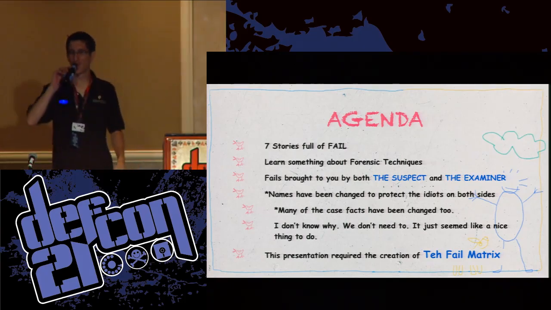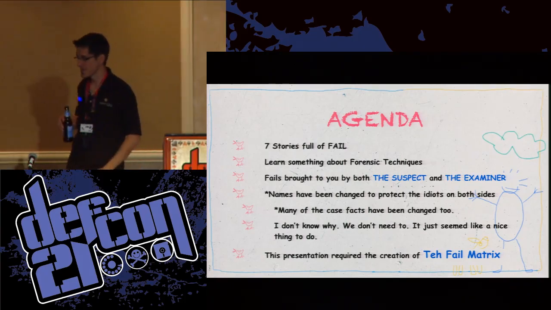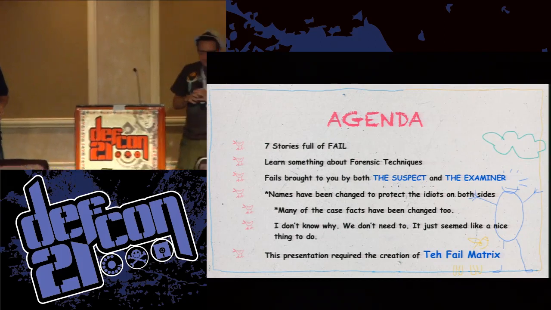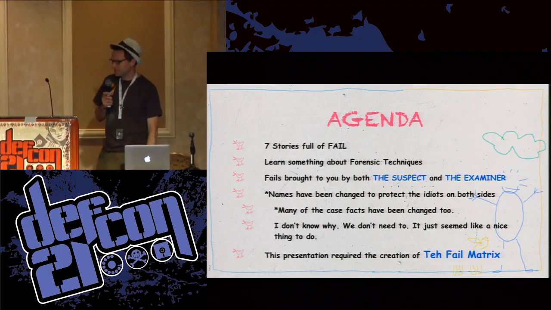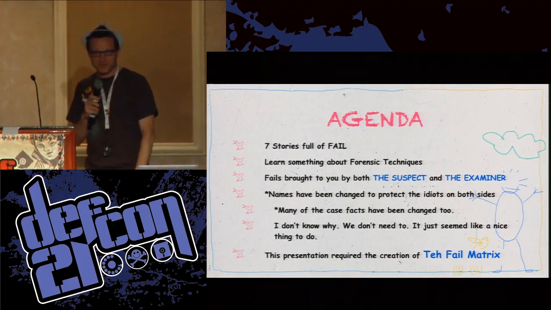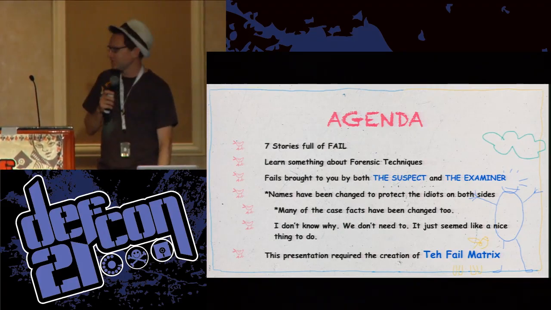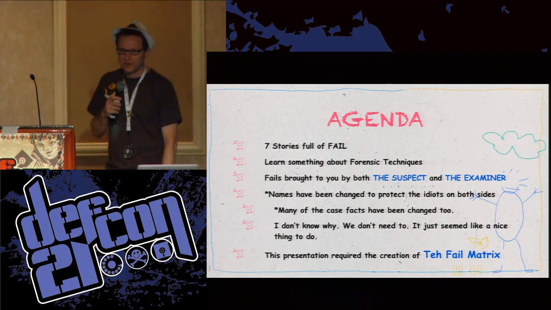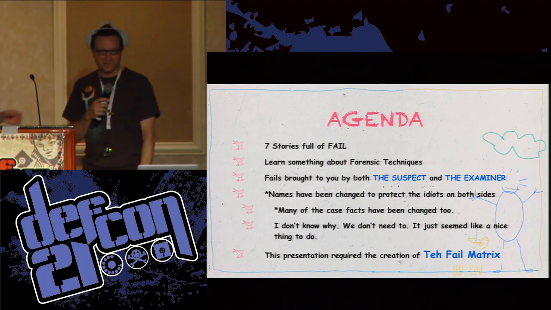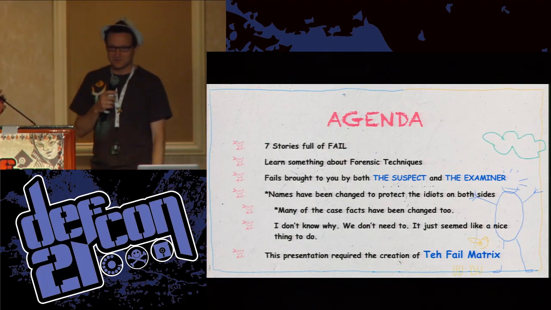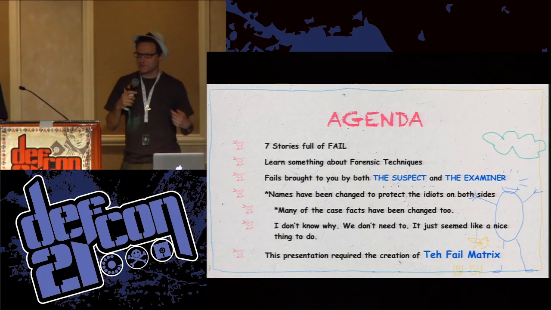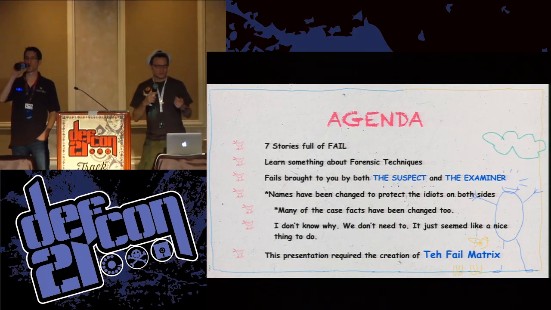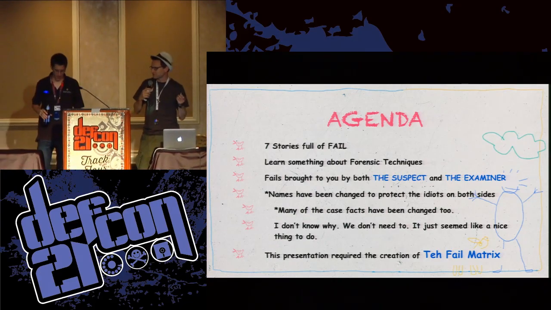All right, so our agenda today, we have 7 amazing stories full of fail. We're going to learn something about forensic techniques, because that's what we do. And the fails today are brought to you by both the suspect and the examiner. And we'll get into that in a little bit. The names have been changed to protect the idiots on both sides. We've actually changed some of the facts to protect the idiots, and it seemed like a good thing to do, basically. But because fail was not just one-dimensional, we found many dimensions of fail in our research.